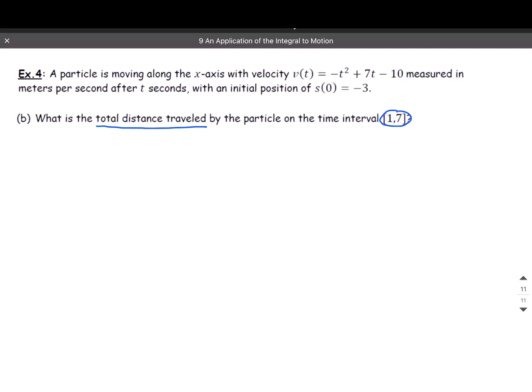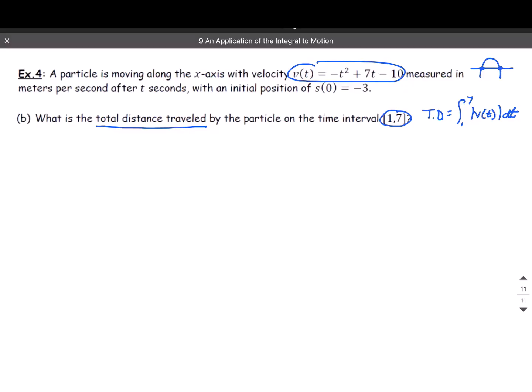Because we know total distance is going to be the integral from 1 to 7 of the absolute value of v of t dt. But it's not a calculator question. It's really easy if I can throw it in a calculator. However, I do know that this velocity function is a parabola that opens downward. So it starts below the x-axis and ends below the x-axis, but it's above in between, right?